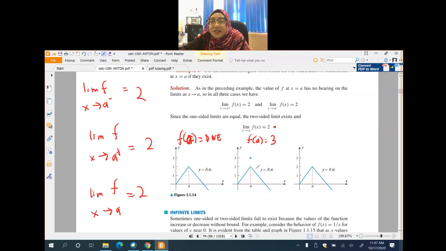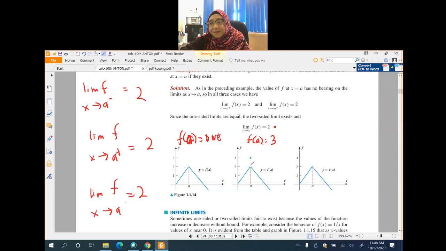It means that this graph is not a continuous function. What you can say about a continuous function is that f of a is equal to the limit of f as x tends to a. If these two are the same, then it will be a continuous function. If f of a is equal to 2, which is equal to the limit of f as x tends to a, your full dots here will be moved towards these hollow dots. So that is a continuous function.